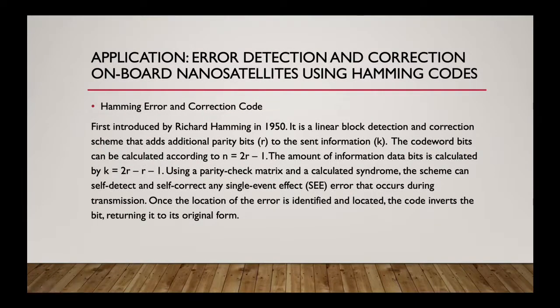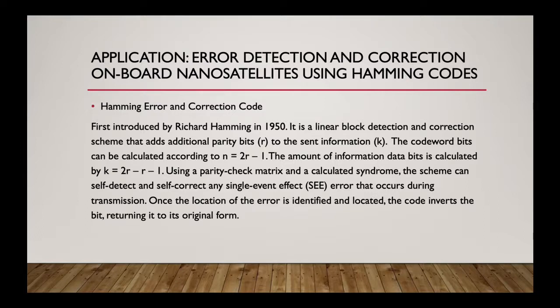So Hamming error detection and correction code was first introduced by Richard Hamming in 1950. It is a linear block detection and correction scheme that adds additional parity bits, also known as R, to the sent information, which is K. The code word bits can be calculated according to n equals 2^r minus 1, and the amount of information data bits is calculated by k equals 2^r minus r minus 1.